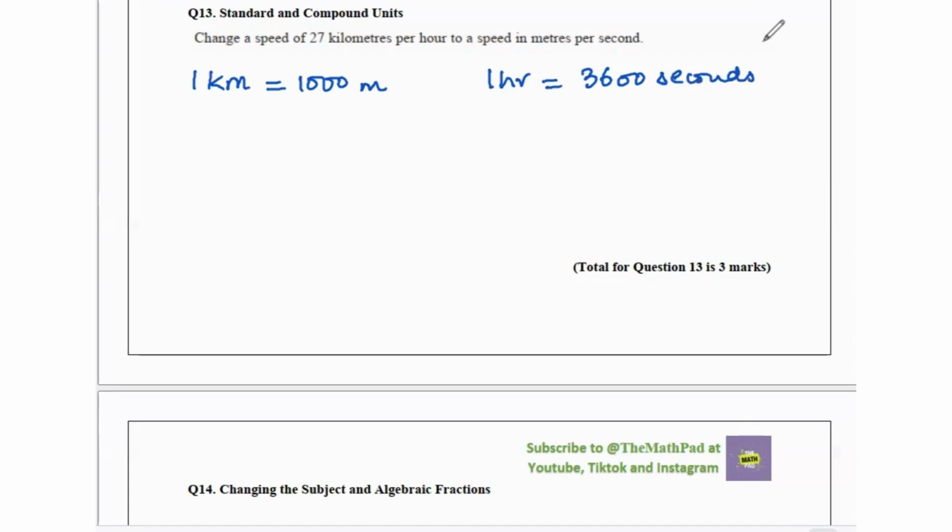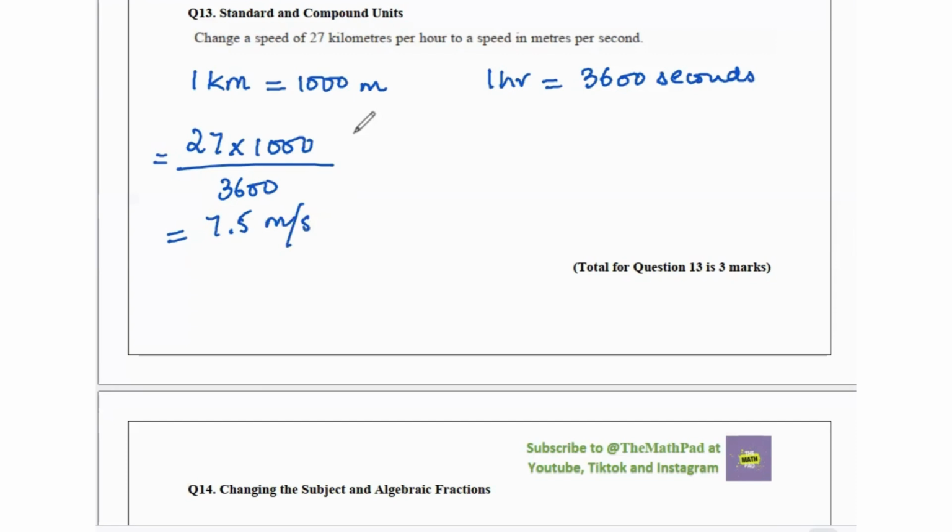So what we will do is multiply 27 by 1,000 and then divide it by 3,600 because it's kilometers per hour. So times by 1,000, divided by 3,600. That gives us 7.5 meters per second.